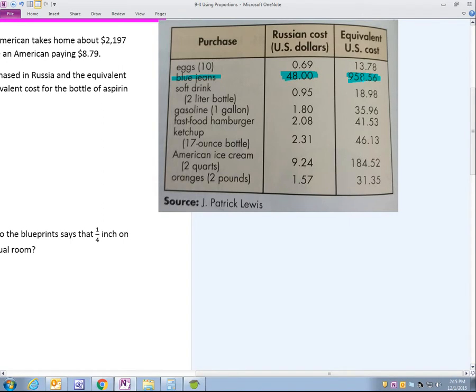Another one is a fast food burger, $2.08 here, but if we made the average the same as if it were in Russia, it would be $41.53. I doubt obesity would be a big issue there.